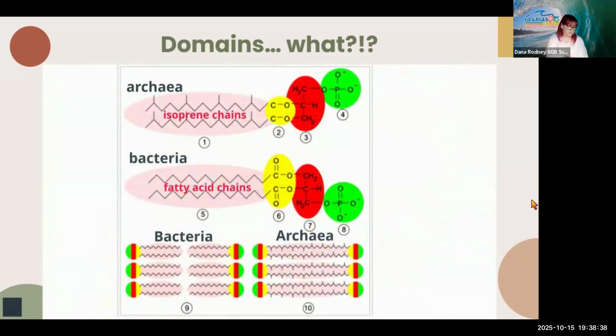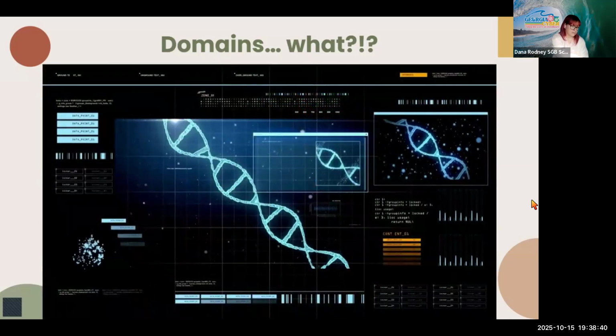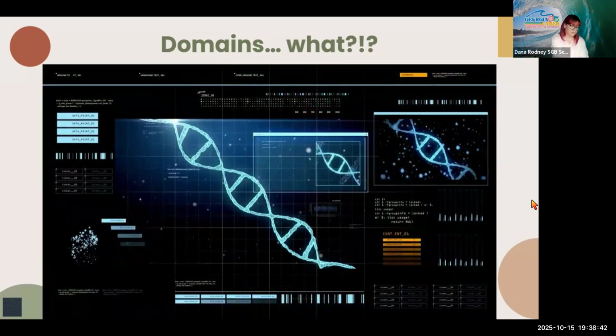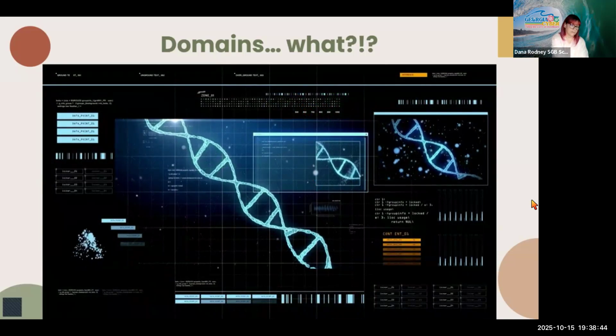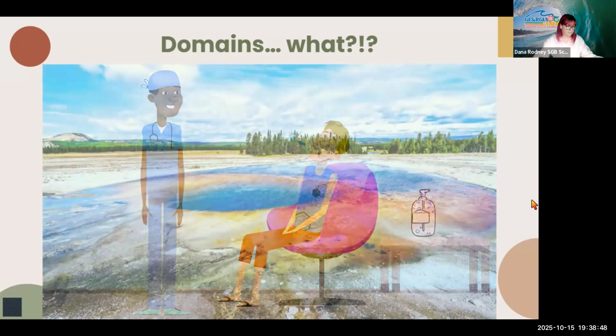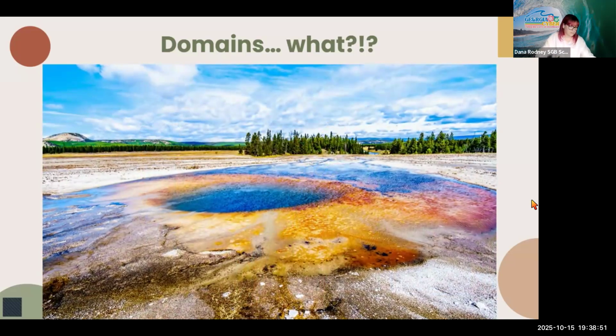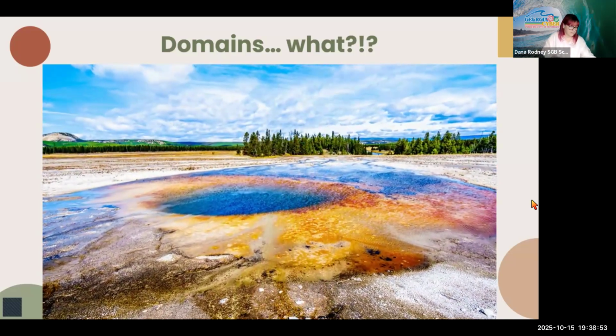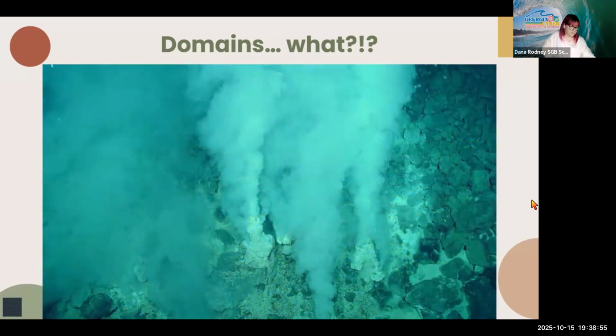The enzymes that read the genetic code in archaea are different than the enzymes that read the genetic code in bacteria. To date, no archaea has been found to cause disease in humans, and they are able to survive in extremely harsh environments like hot springs and hydrothermal vents.